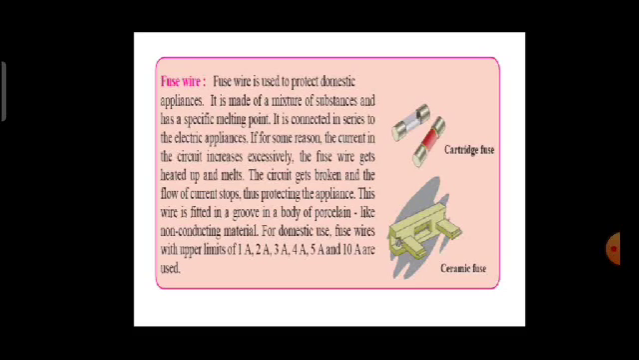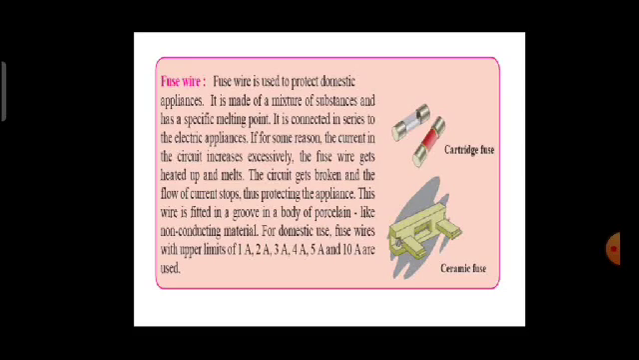Next, fuse wire. Fuse wire is used to protect domestic appliances. It is made up of a mixture of substances and has a specific melting point. It is connected in series to the electrical appliances. If for some reason the current in the circuit increases excessively, the fuse wire gets heated up and it melts. The circuit gets broken and the flow of current stops, thus protecting the appliance. This wire is fitted in a groove in a body of porcelain, as is shown here, a non-conducting material.